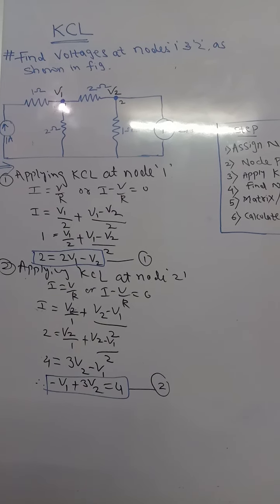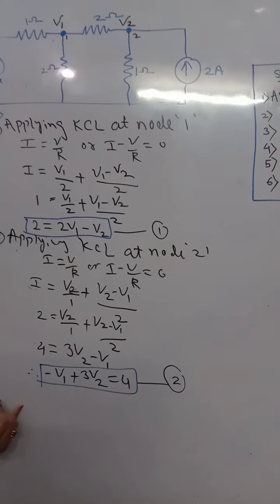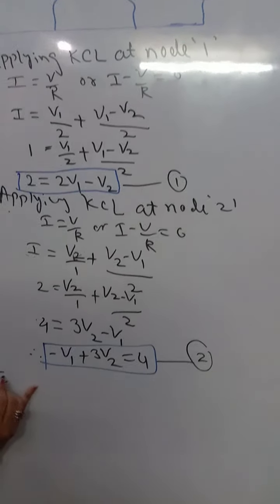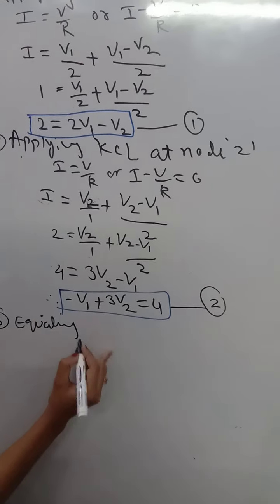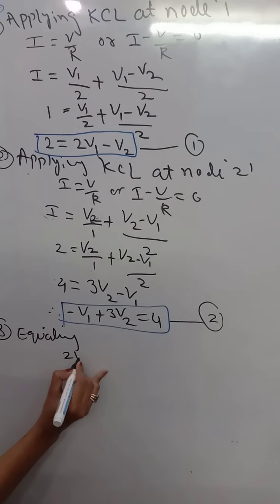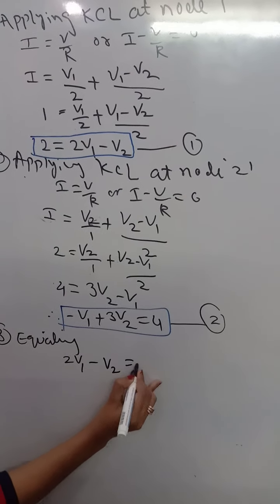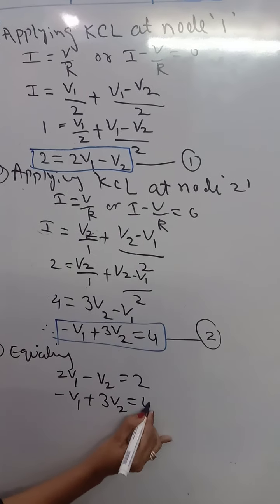Step number 3, equate the equations. By equating the equations, note down the two equations one by one. So here will be my 2V1 minus V2 equals 2. Second is minus V1 plus 3V2 equals 4.